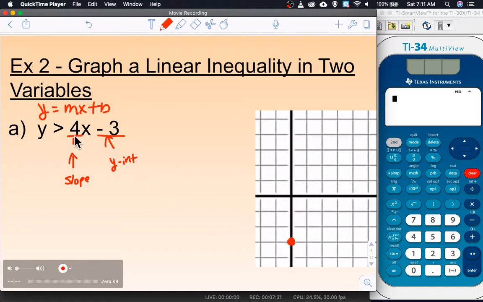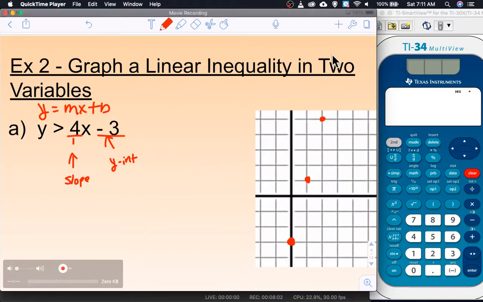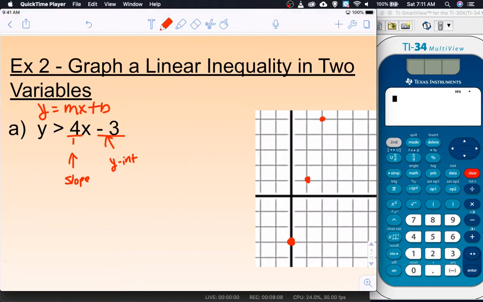Then our slope is 4. As a rise over run, that is up 4 over 1. Up 4 over 1. 1, 2, 3, 4 over 1. Now, we are not going to draw a straight line through these just yet, because there's some things we've got to do. There's a difference here. Normally, we would just draw a line straight through these 3 points and we'd be done. That's an equation. This is an inequality.